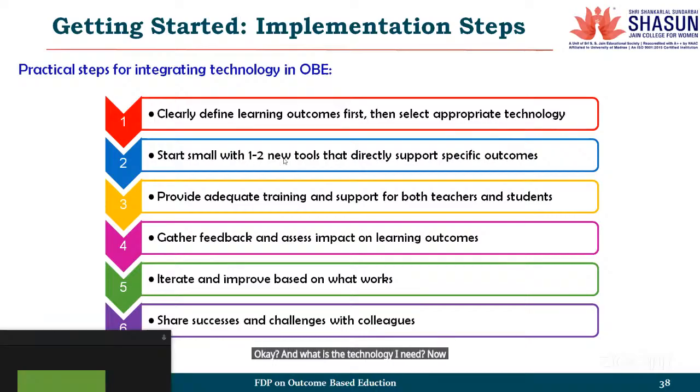Now start with 1 to 2 new tools. Don't go for extensive tools. Just try 1 to 2 new tools that directly support the specific outcomes. We need to provide adequate training and support for both teachers and students. Now gather the feedback and assess the impact on learning outcomes. Once you are using the technology, you gather the feedback for that. Based on the feedback, iterate: repeat it and improve based on what works. And finally, you share the successes and challenges with your colleagues.